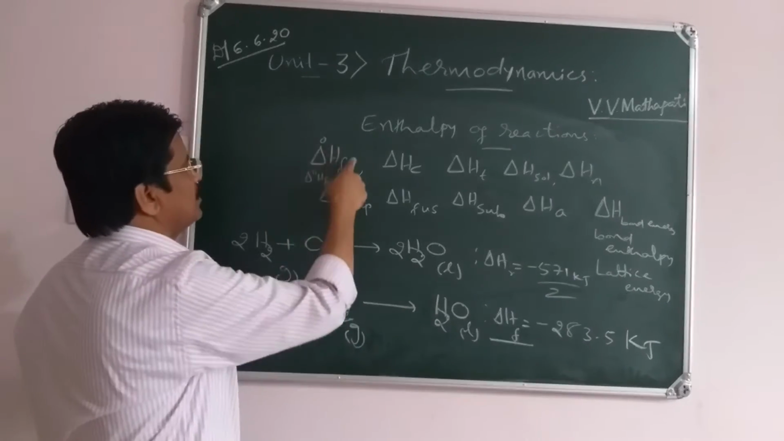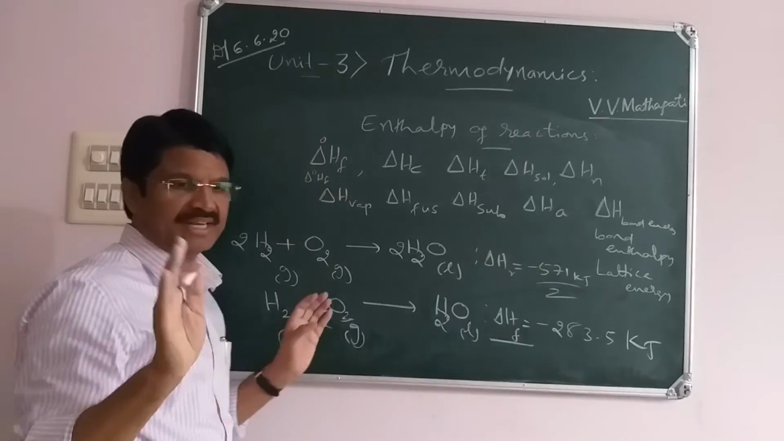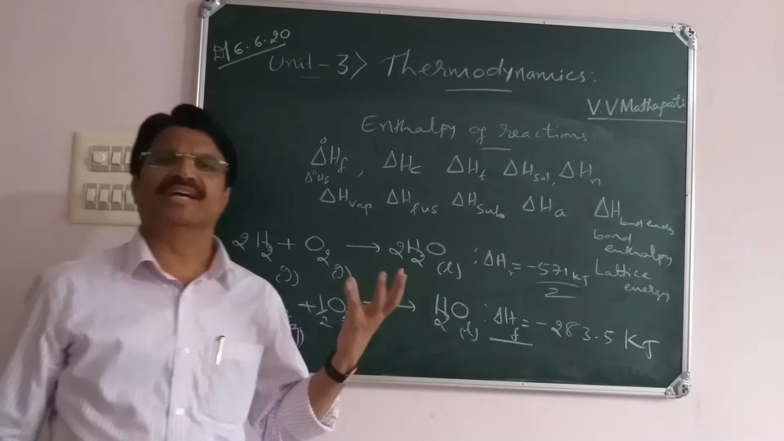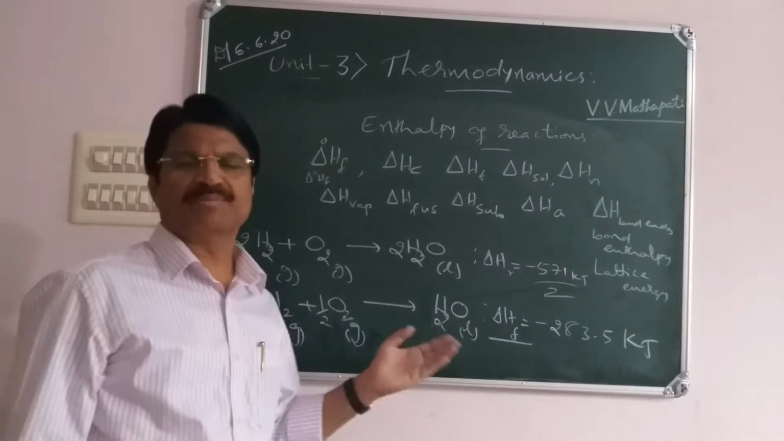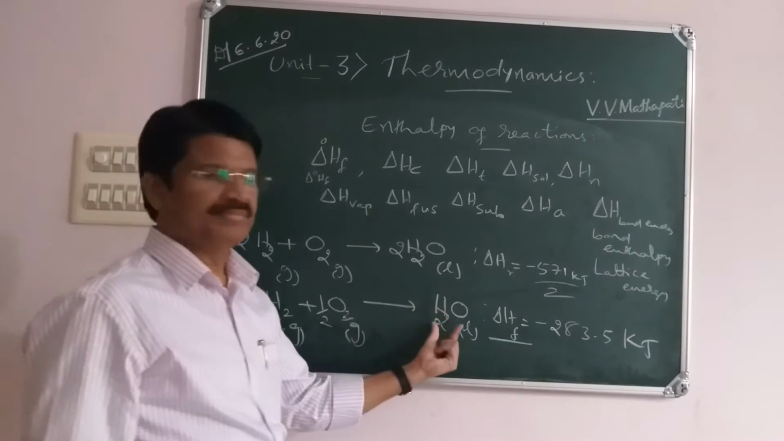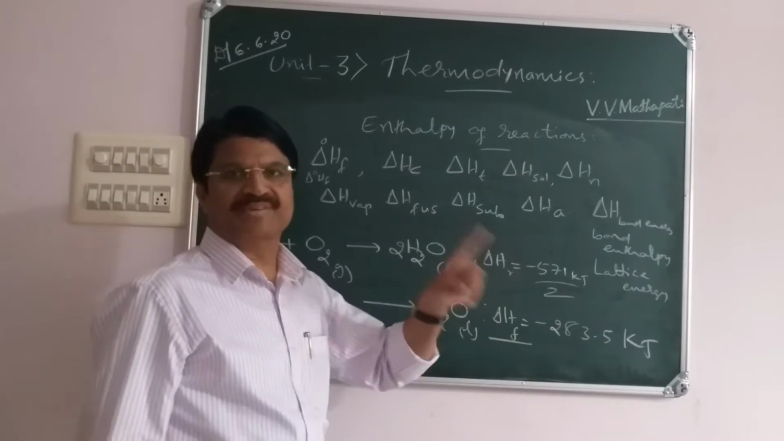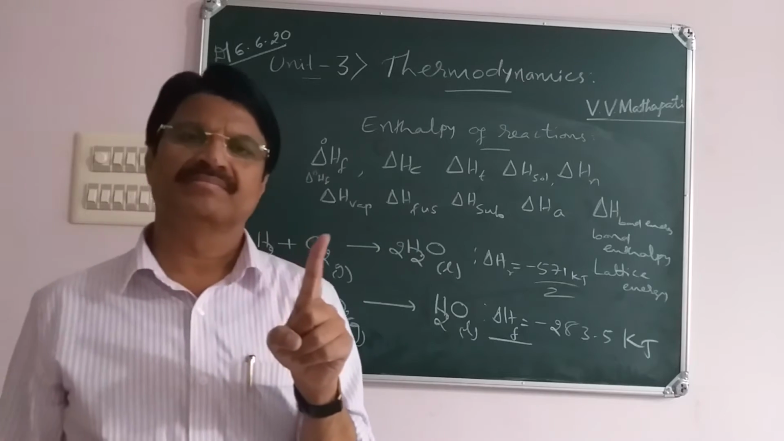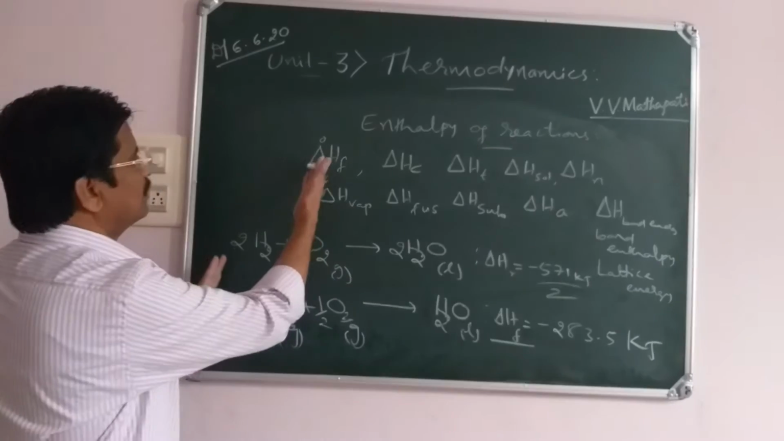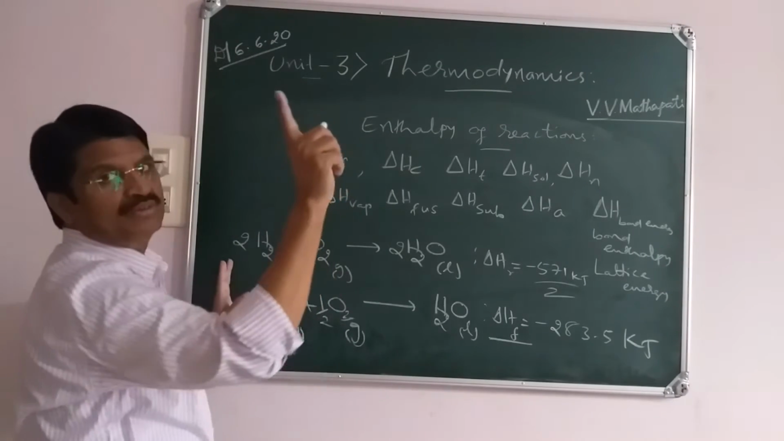Then the standard enthalpy of formation of any element is fixed as 0. The enthalpy of formation of iron, Fe, equals 0. The enthalpy of formation of O2 equals 0, and H2 equals 0. But H2O has this value. If it is in elemental form, in the standard state, the delta H value is found to be 0.